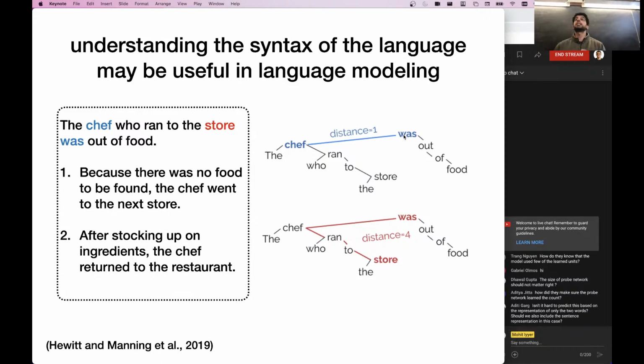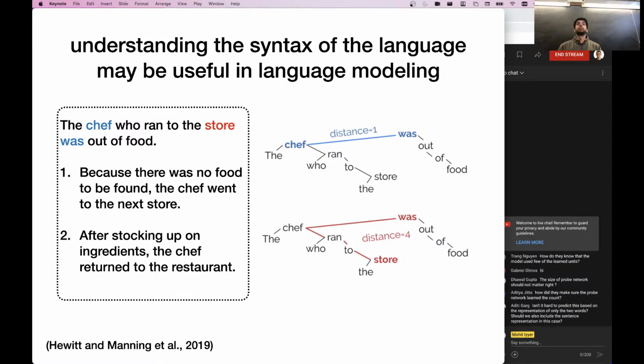And you can look particularly at the distance between was and chef and was and store. And you will see that the distance between was and chef is only 1. They're directly neighbors. But was and store, you have to go through 4 different nodes here before you can connect them together.